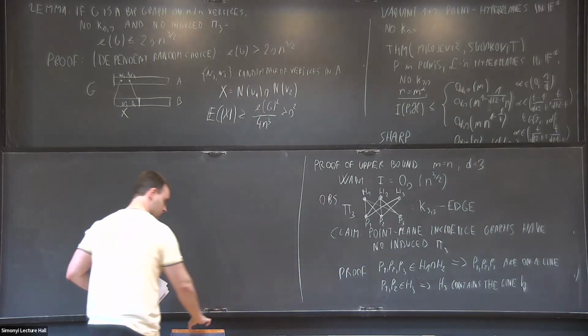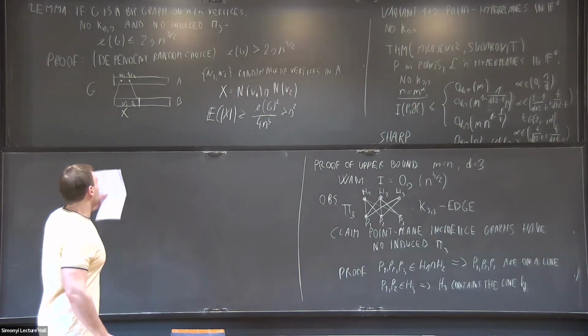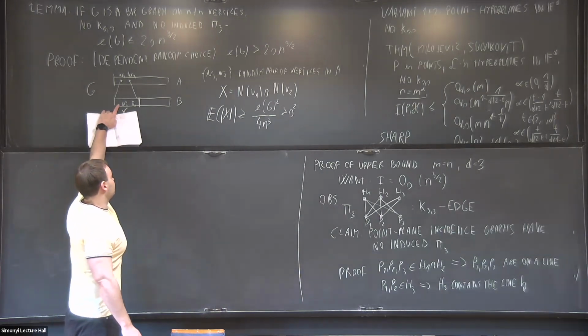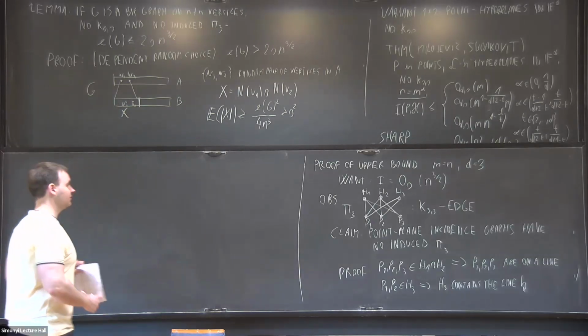How do you prove that the expected size of X is that? Did you prove it? I mean, you just look at, for every vertex, what is the probability that it falls, and you just sum them together.